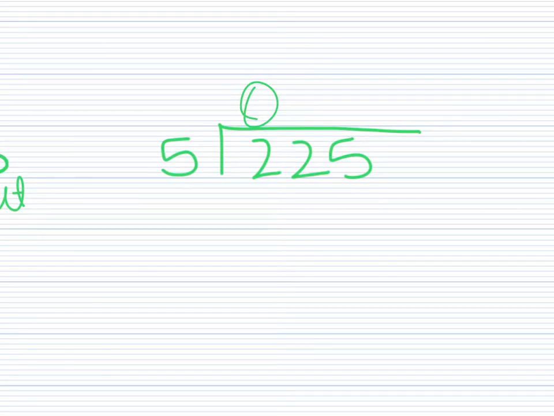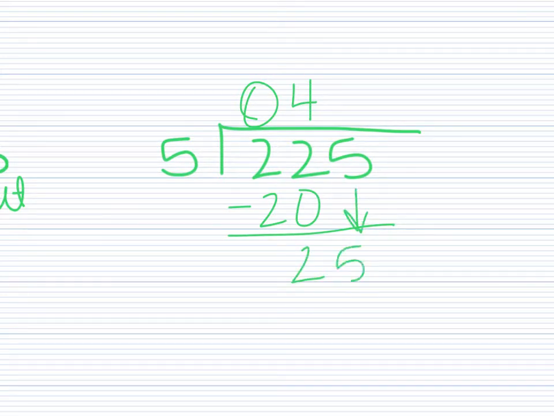So, does 5 go into 22? Well, yeah, it does, and it goes into about 4 times. So I then take 4 times 5, which is 20. I put it under the 22, and I subtract it from the 22. So 22 minus 20, you get 2 left as your remainder, and then you have to bring down your next number, which is 5.